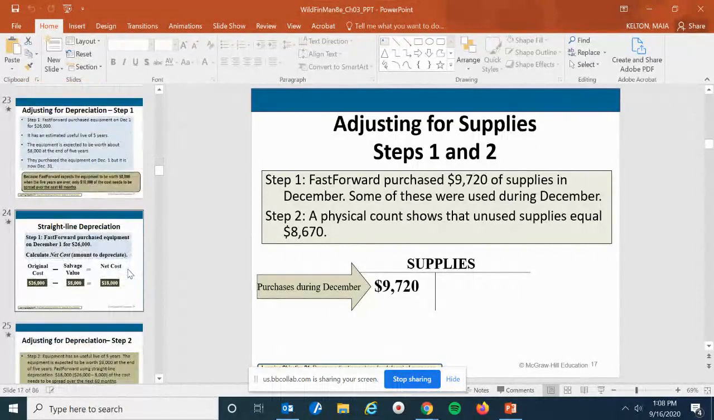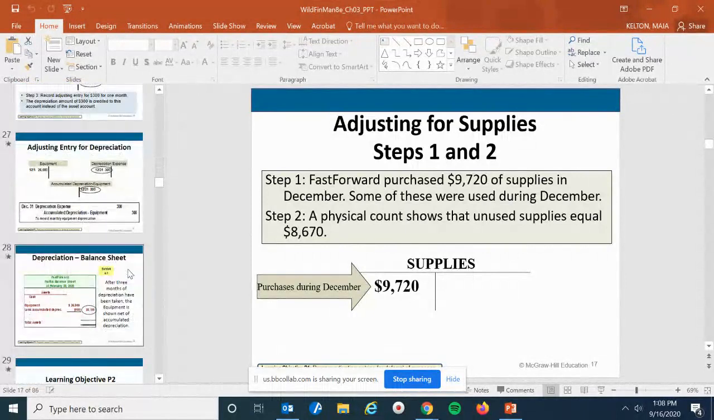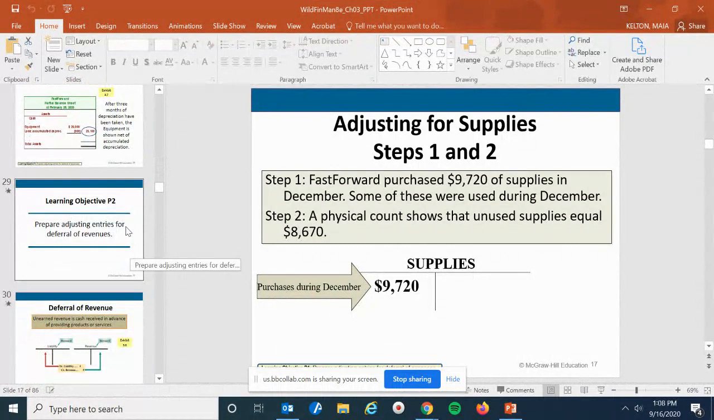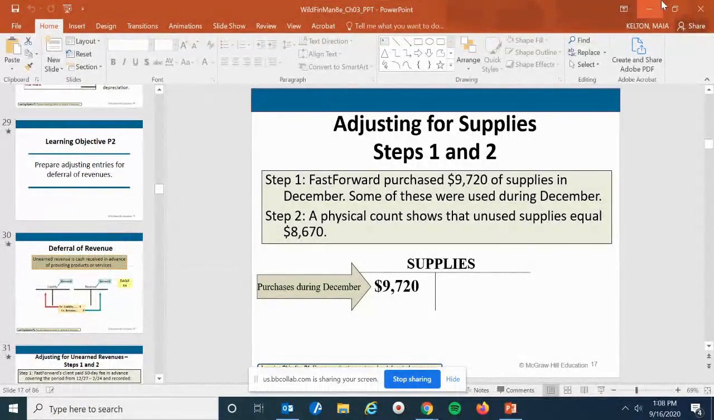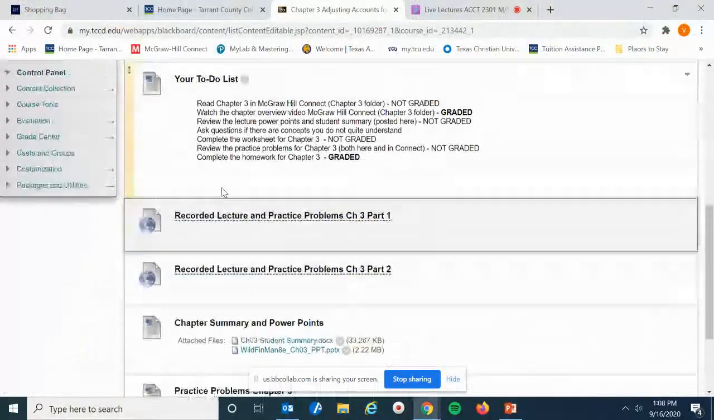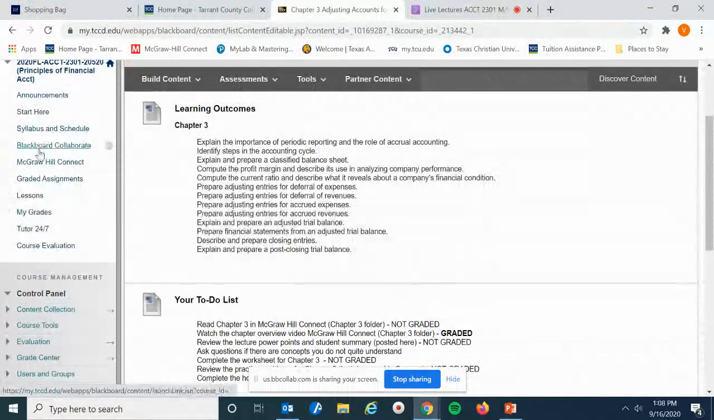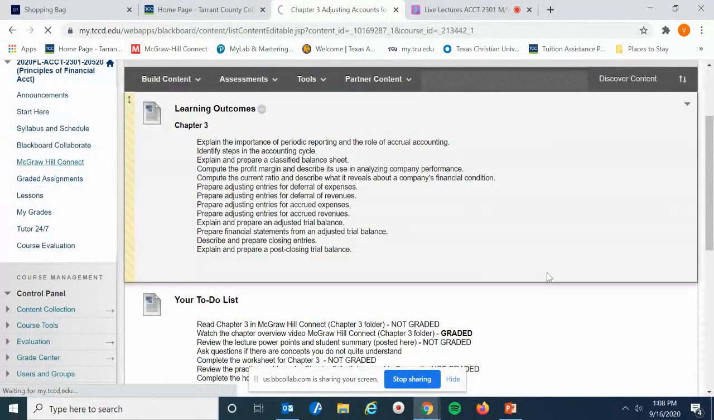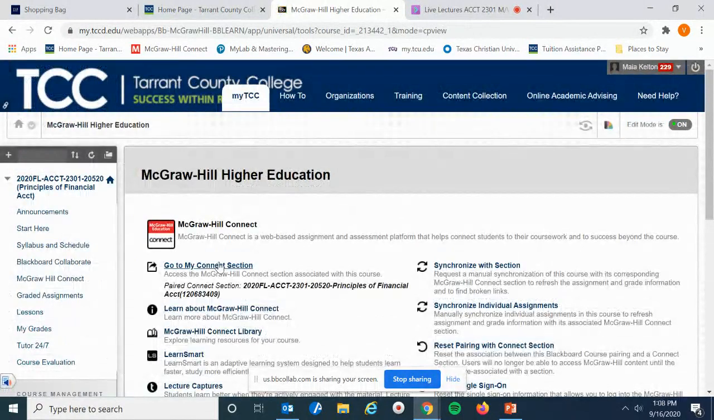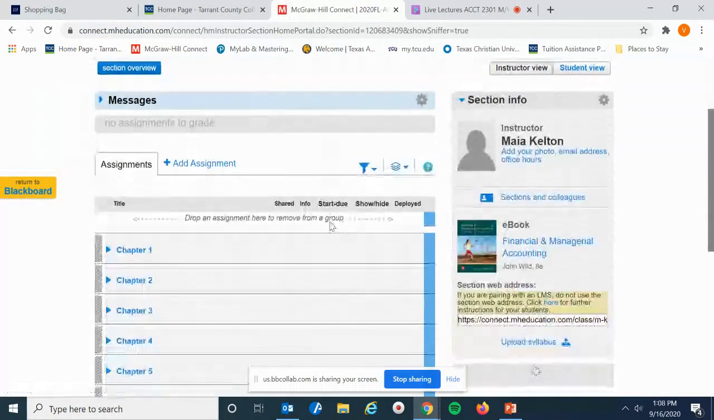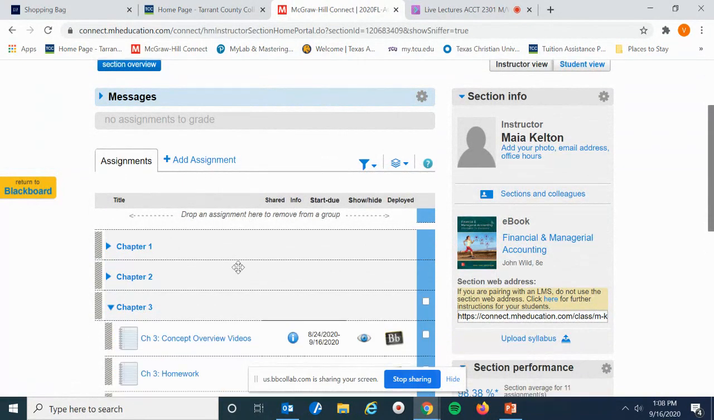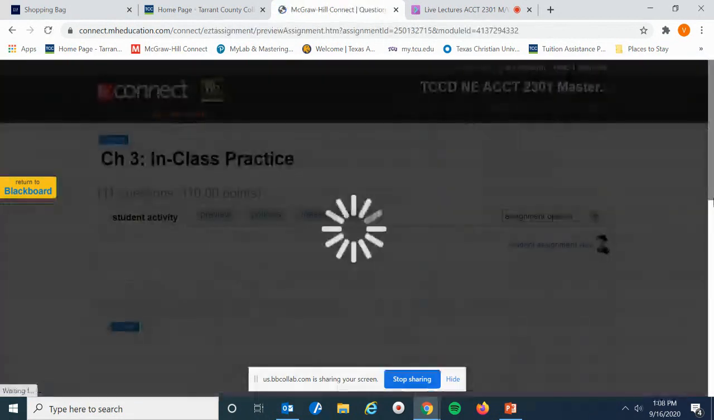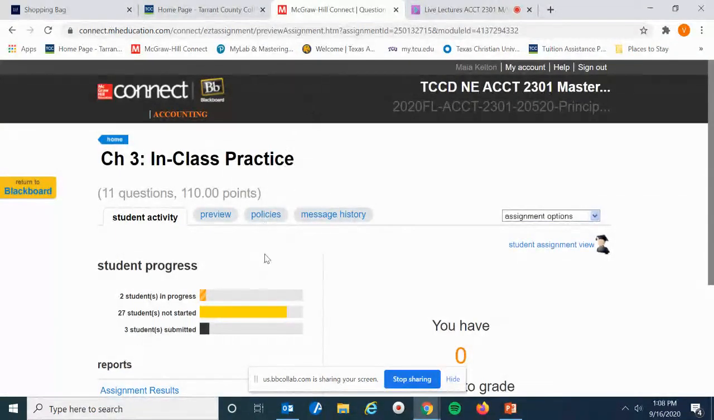All right, so let me see if I'm missing something here. We talked about depreciation last time. We talked about deferred revenues. So let's go to Connect. Now I reminded you what we're trying to do here with adjustments. So I'll go to our section in McGraw-Hill Connect, and I'll be working some of the problems in the in-class practice problem set.